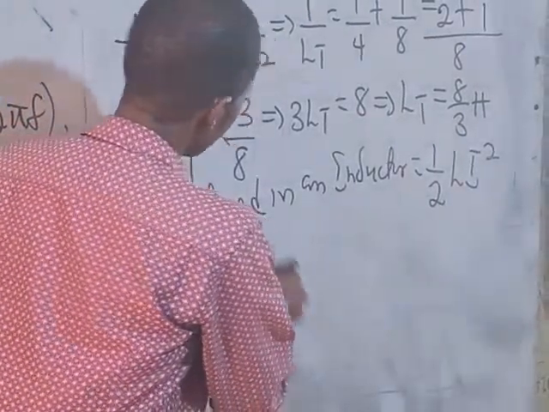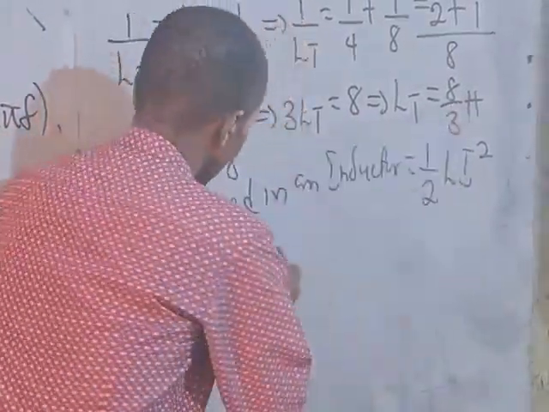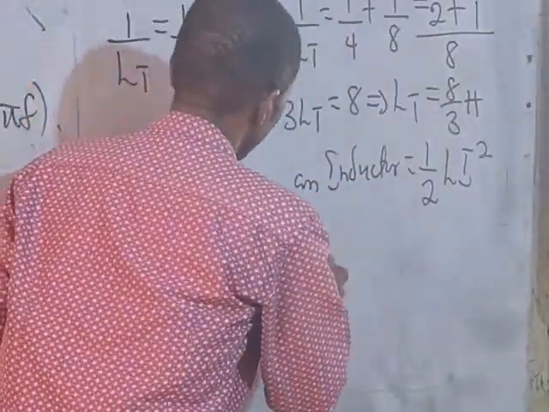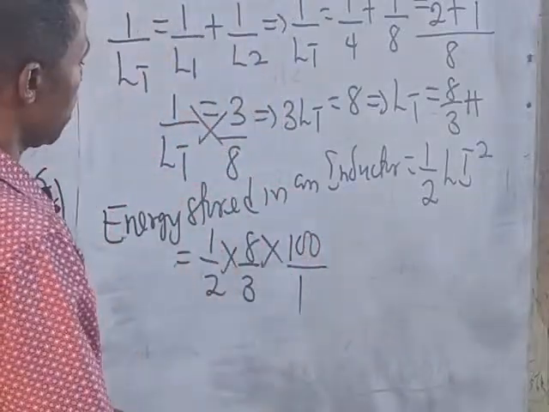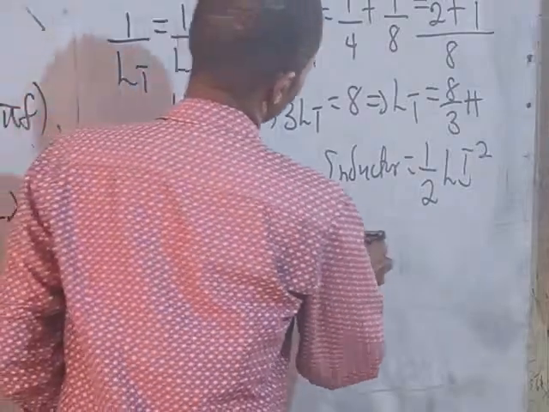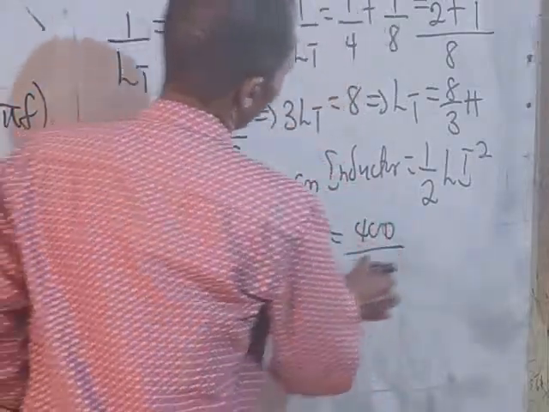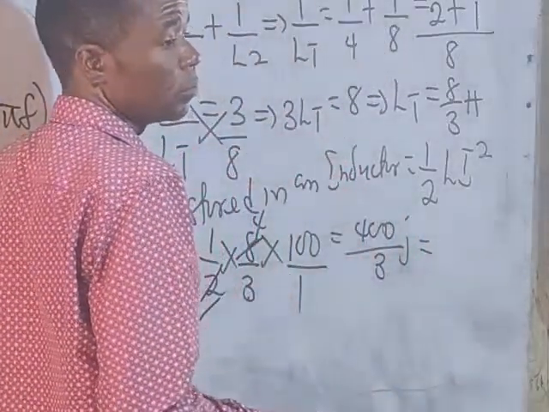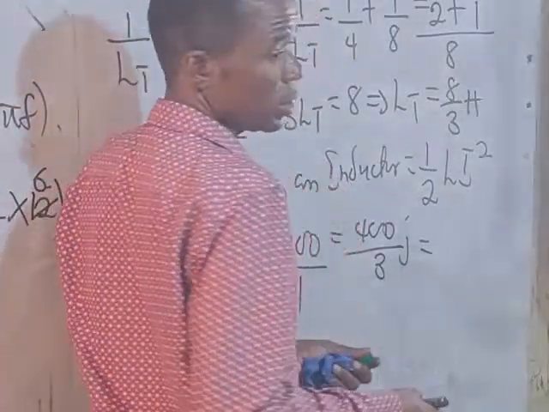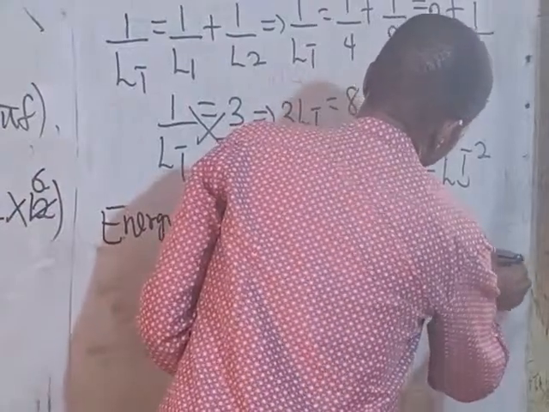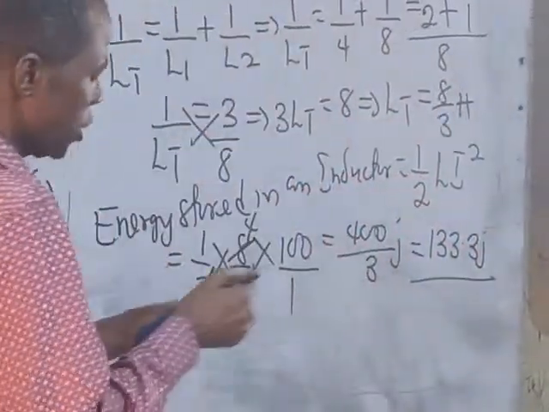Let's plug in now. That's 1 over 2 times, what's our L? We calculated it to be 8 over 3. That's 8 over 3 times, what's our current? That's 10. So 10 squared is 100. Here, 4 times 100 is 400, divided by 3. That's joule. So that gave us 400 divided by 3. That's 133.3 joule. And if you look at the options now, what is the correct option? That's definitely option A. So that's that.